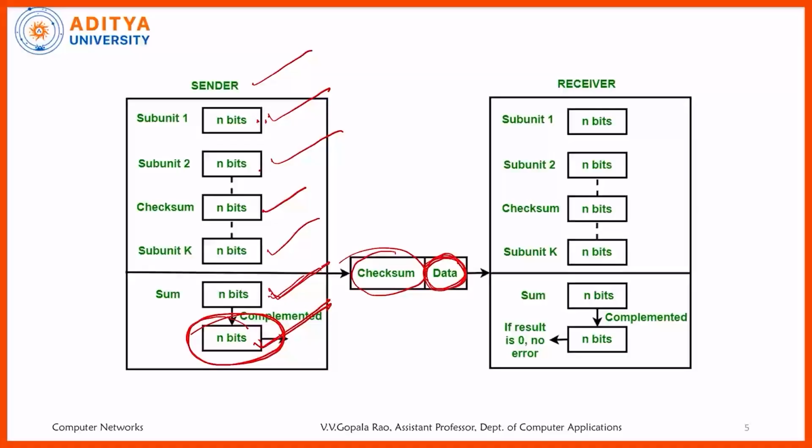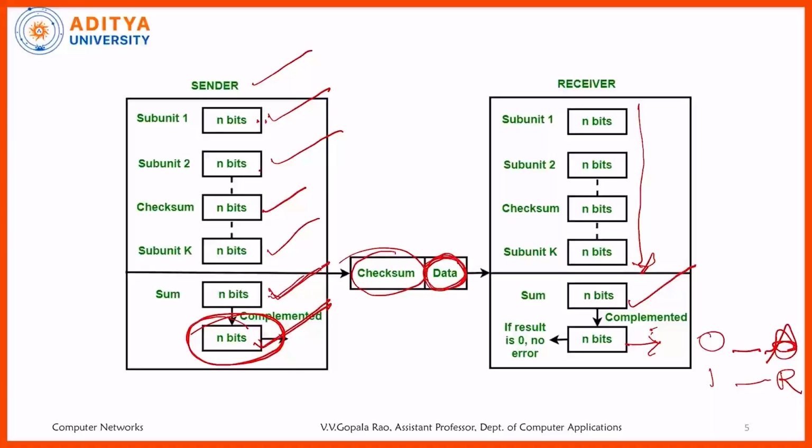This complete thing is carried to the receiver. The same procedure is carried out at the receiver side also, and here also you find the sum, and that should be complemented. If this complemented value is 0, if it becomes all zeros, then you accept it. If it is non-zero, it may be 1 or it may be a combination like 1 0 1 0, so you have to reject it.